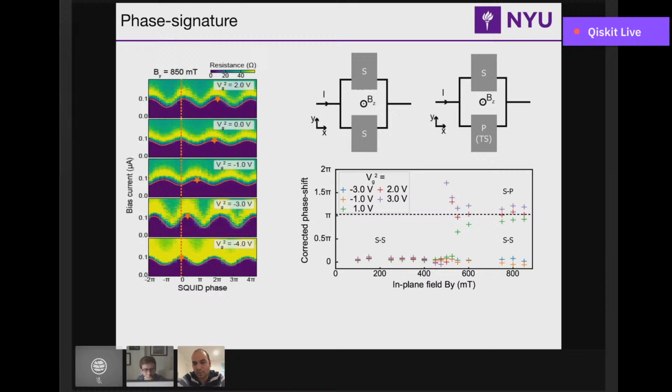So you will see that the phase that we measure when we have SS is practically 0 across all the magnetic fields. And when we get to this transition, we think it's SP, the phase jumps to a value and hovers around pi.